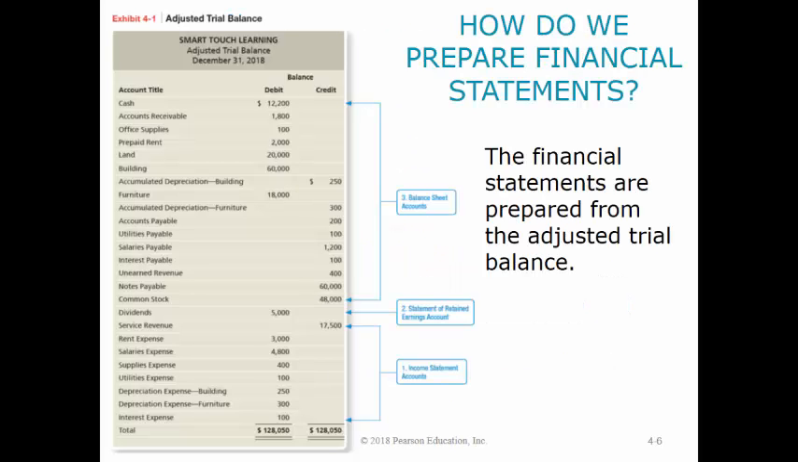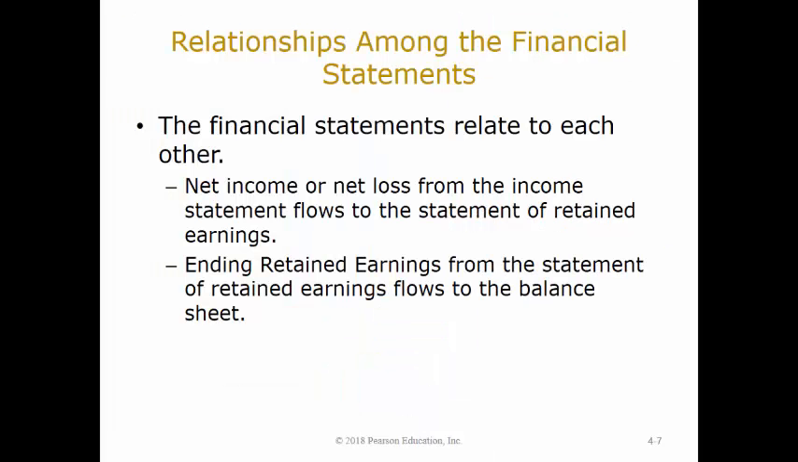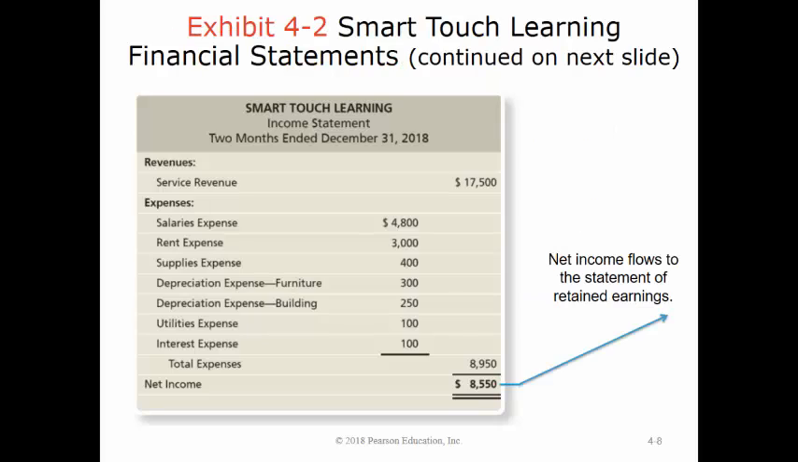The financial statements will be prepared from the adjusted trial balance. Each account on the adjusted trial balance will be used on only one financial statement except retained earnings, which appears on the statement of retained earnings and the balance sheet. Net income from the income statement increases retained earnings. A net loss decreases retained earnings. Ending retained earnings goes to the balance sheet and makes total liabilities plus stockholders' equity equal total assets, satisfying the accounting equation. We always prepare the income statement first.